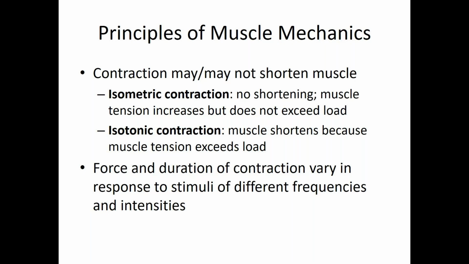The amount of tension I can generate. So if I can exceed the load, then I have an isotonic contraction. If I can't, if I go out to the parking lot and try to lift my car, it's not a big car, but I still can't pick it up. Now we're talking about an isometric contraction.